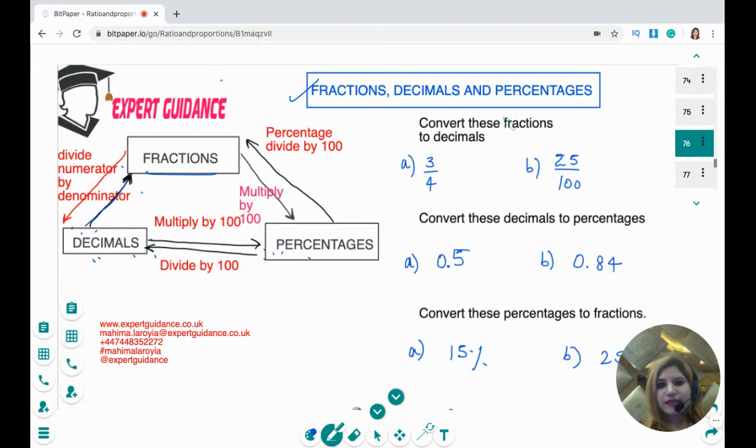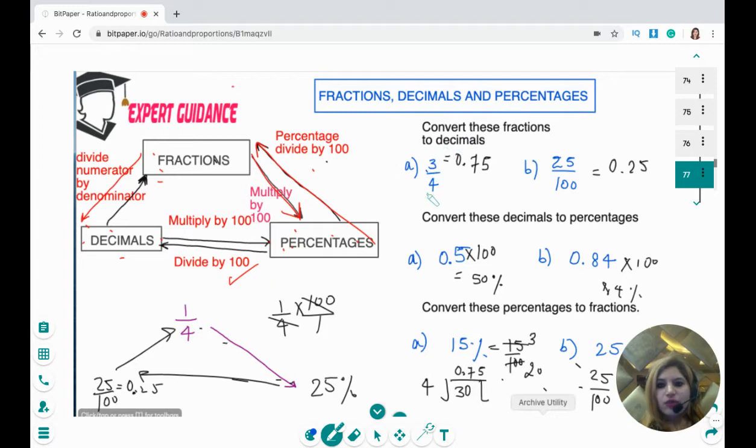So let's take an example. First, convert these fractions to decimals, then convert these decimals to percentages, and convert these percentages to fractions. Okay, now let's have a look. So 3 over 4, I'll do it by my bus stop method. 3 doesn't go into 4, so it becomes a 0. Then I'll put a point and then I add a 0. So now I have 30. 4 times 7 is 28. And then I have 2 as a remainder. I'll drag a 0, and now I can divide 20 by 4, which is 5.